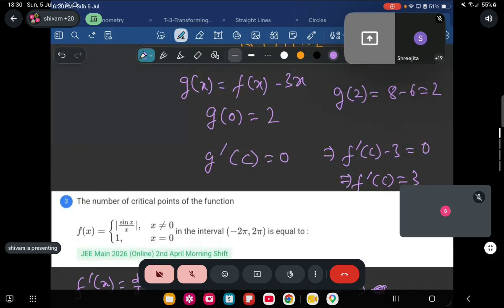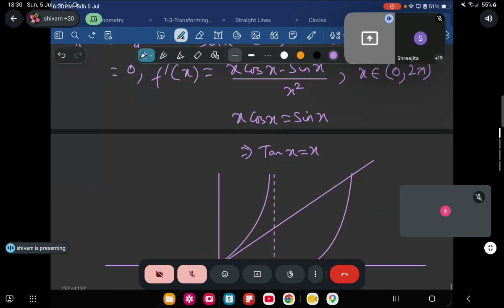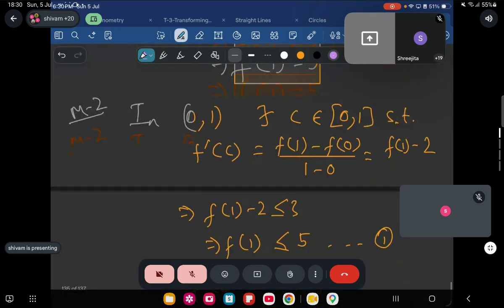I got it. Okay. So in total, how many points have you got? 2 plus 3, 5. Okay. Yes, 2 points from here in the first branch. Sir, I did not count that one point, plus minus 5. Okay.